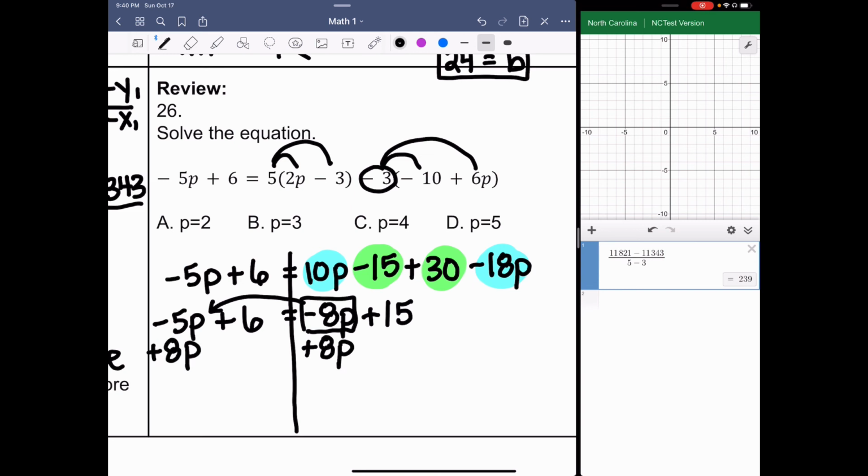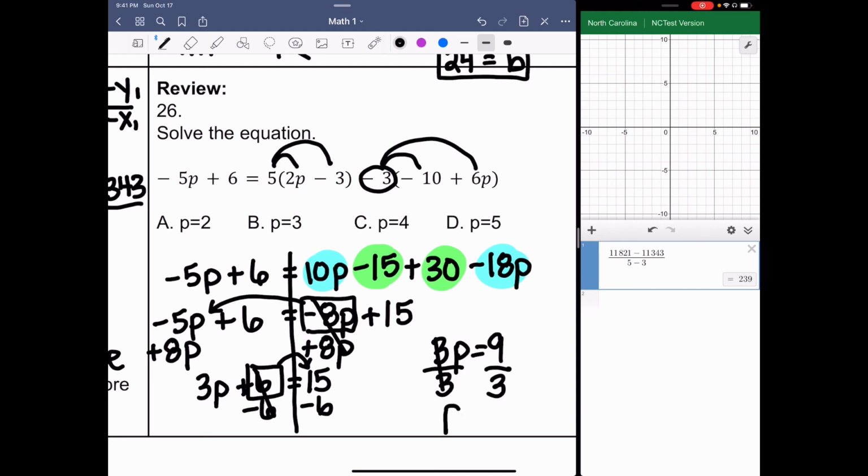All right, so once we added that over, that gives me 3p plus 6 equals 15. Now we're going to move the 6 over to the 15 by subtraction. So we have 3p equals 9. And then we're going to divide by 3, and p equals 3.